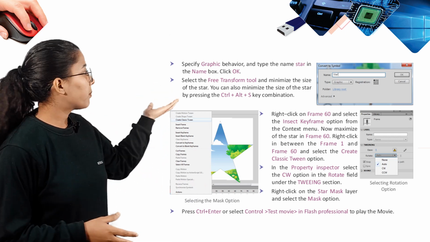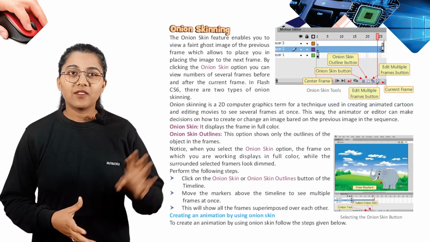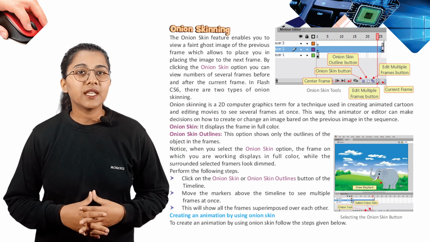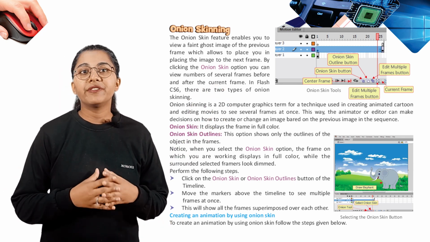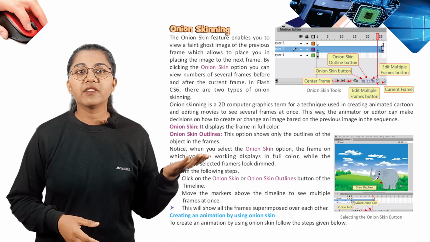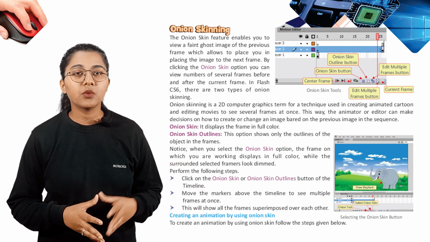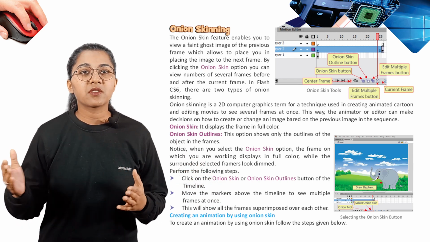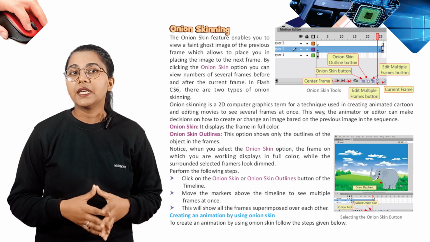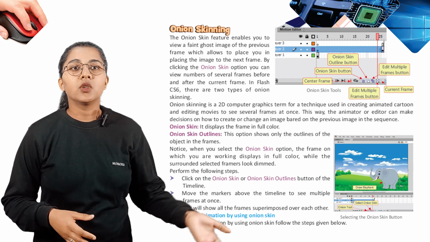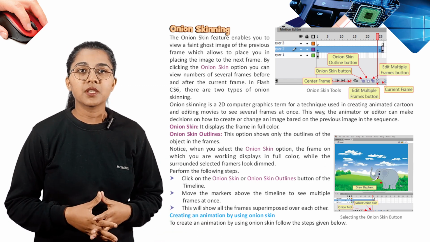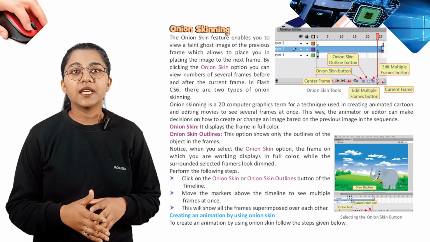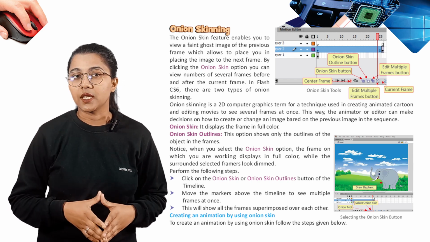Now let's start our next topic, that is onion skinning. The onion skinning feature enables you to view a faint ghost image of the previous frame, which allows you in placing the image in the next frame. By clicking the onion skin option, you can view several frames before and after the current frame. In Flash CS6, there are two types of onion skinning.